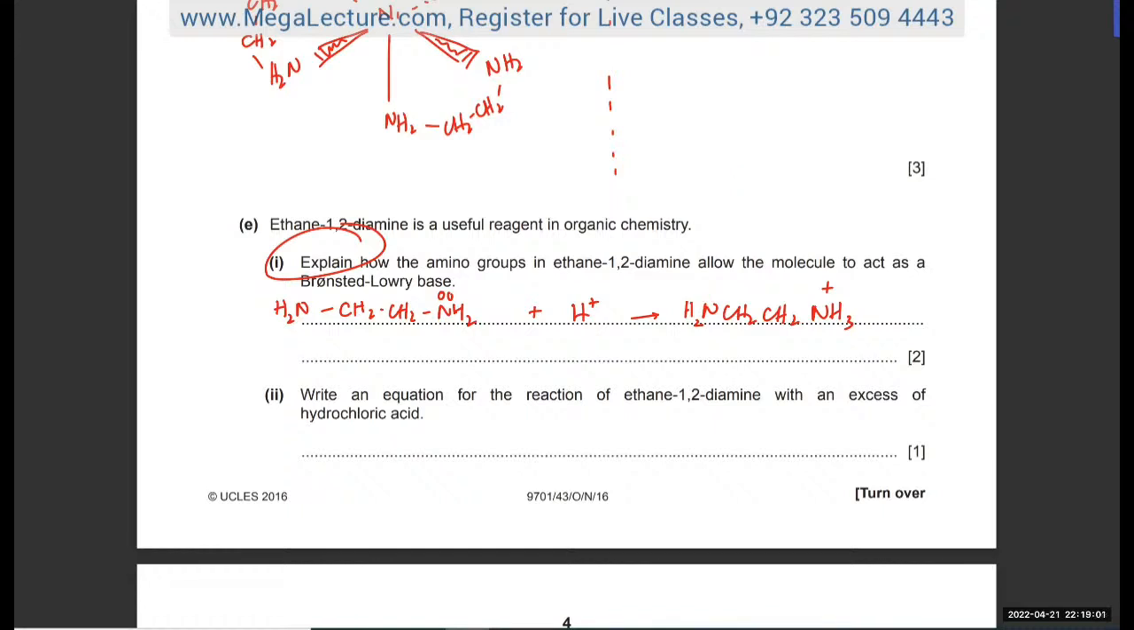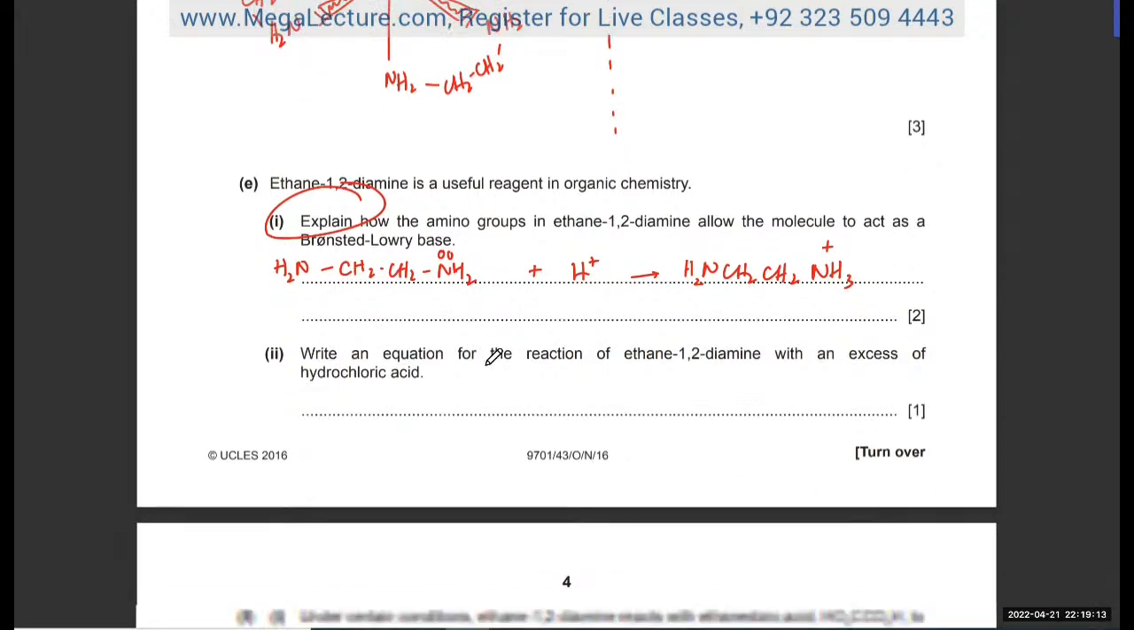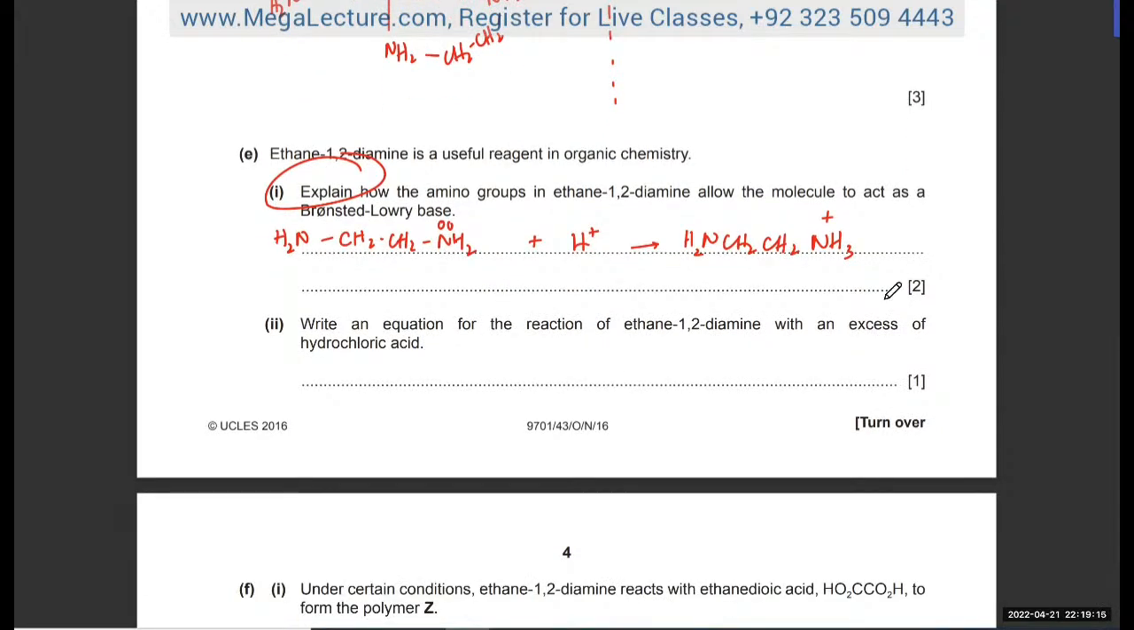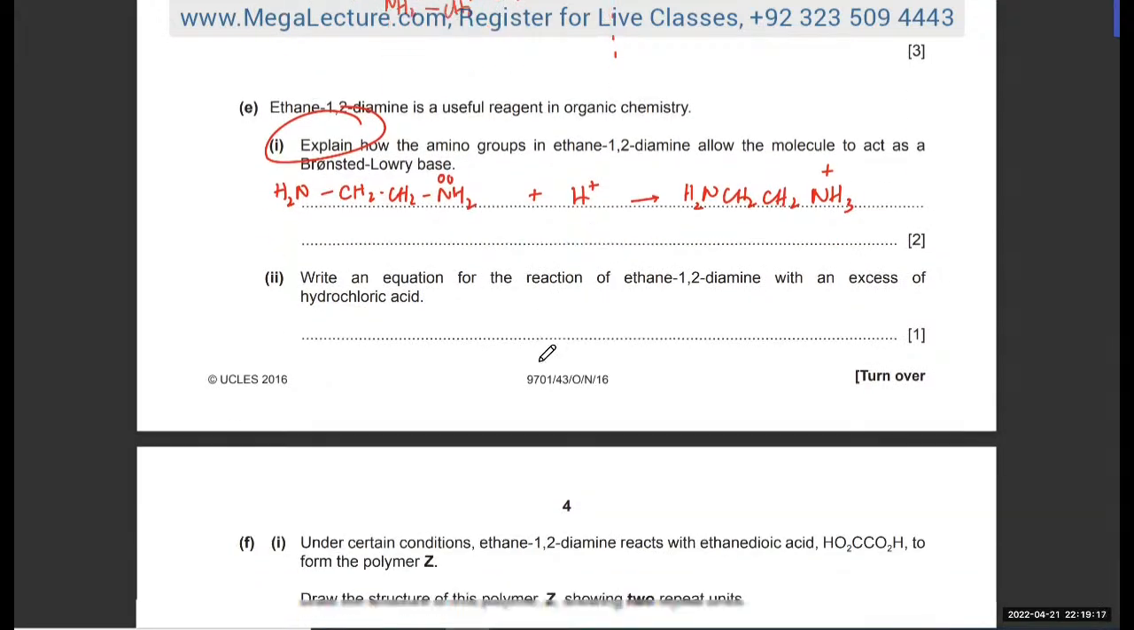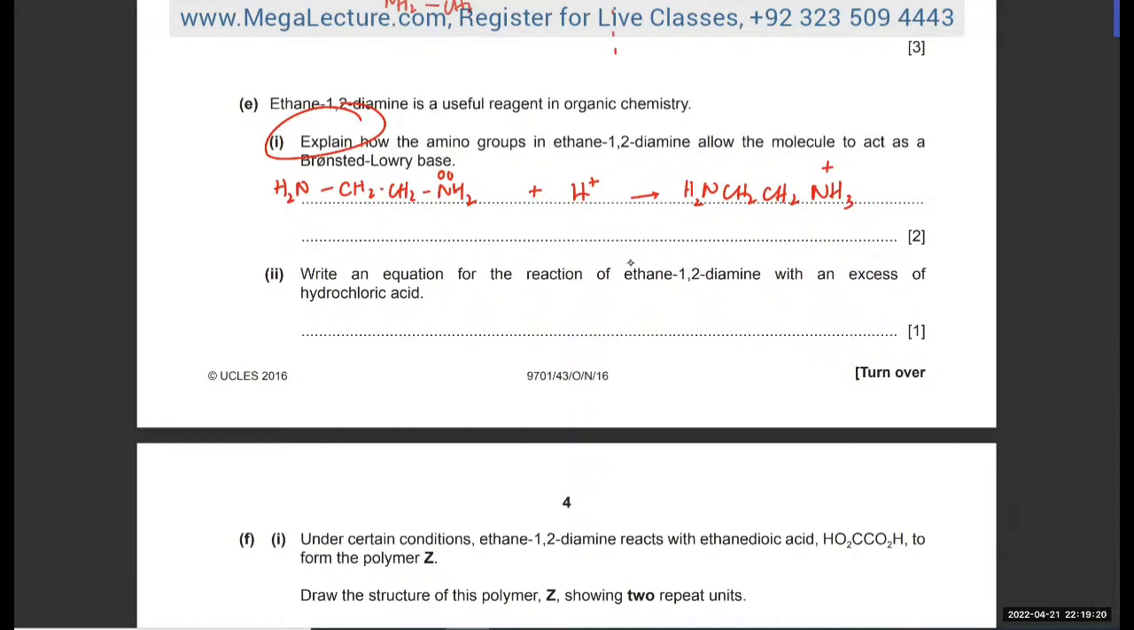The other thing that you're going to write about this is that you have to explain this. So, lone pair on N forms a dative bond with H+1, or attracts H+1, and they end up forming a dative bond. That's it. So that's 2 marks. The equation is over here actually. Write an equation for this.